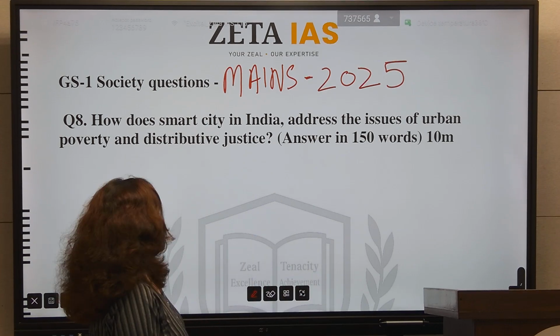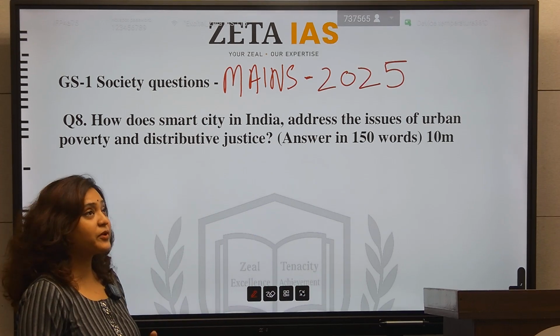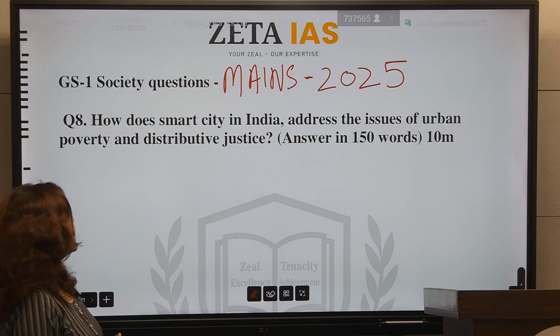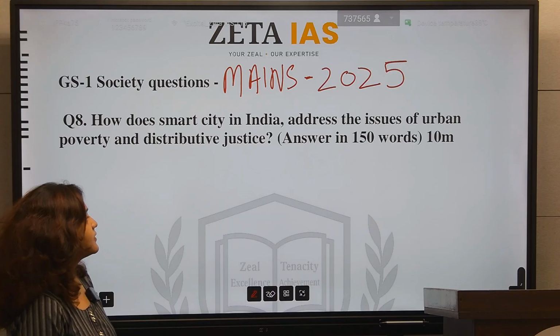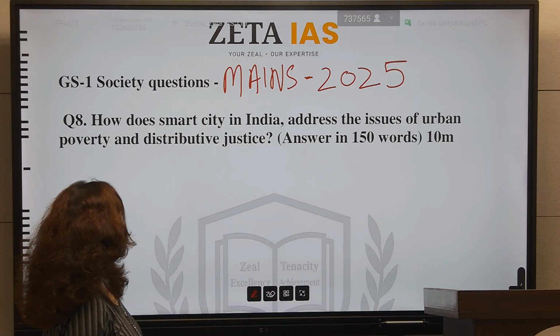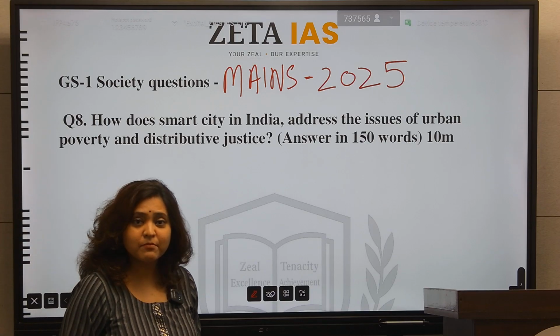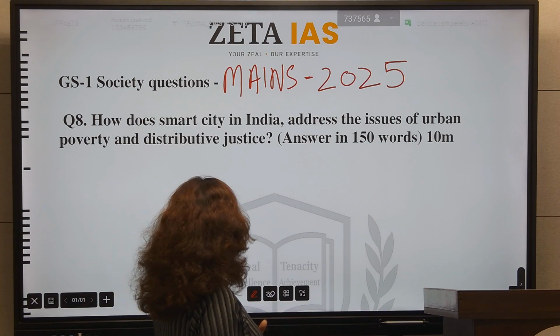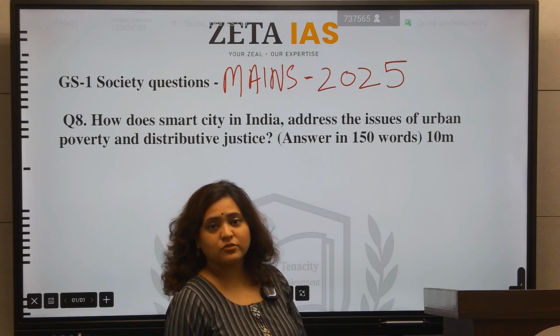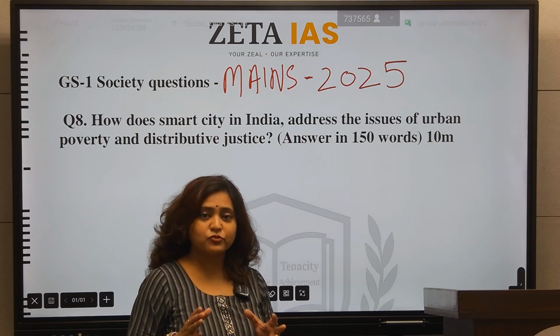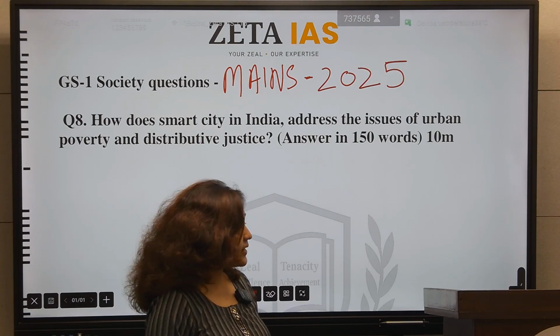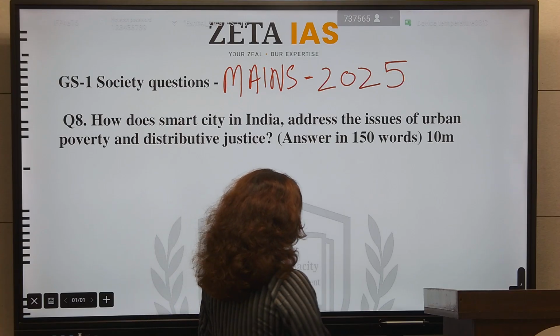The first question of the paper is question number 8. How does smart city in India address the issues of urban poverty and distributive justice? Answer in 150 words. 10 marks question. Smart city in India. Let me first talk about how you have to structure your answer, and then I will talk about the content.